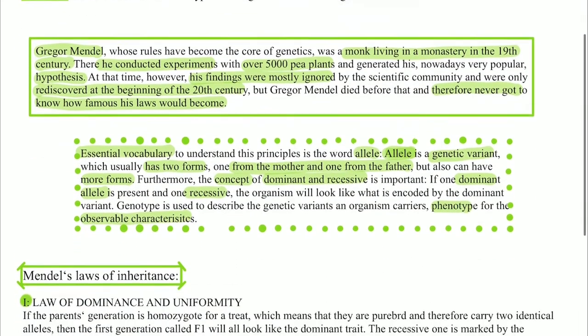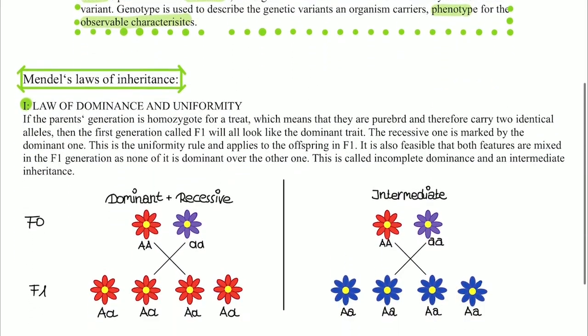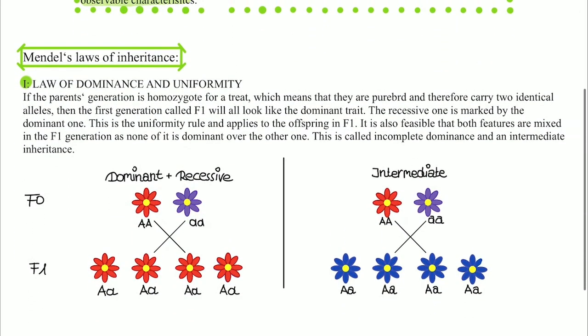So let's talk about the three rules. Actually, if you hear the name, at least the first one is clear. It's called the law of dominance and uniformity. This means if the parent generation is homozygote for a trait, which means that both alleles are the same, so they're purebred, then the F1 generation will all look alike. So the recessive one, as we've just said, is masked by the dominant one.